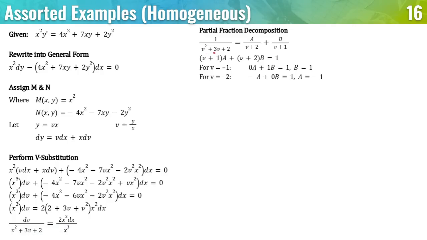So v squared plus 3v plus 2 factors into v plus 2 and v plus 1. So set those as the denominator. And then write a and b to represent their numerators. Cross multiply. So you have a times v plus 1 plus b times v plus 2 is equal to the numerator on the other side, 1. By the way, even if the numerator here is dv, do not write dv in the partial fraction decomposition. You only want the numbers. So if it's 1 dv, you have to use 1.